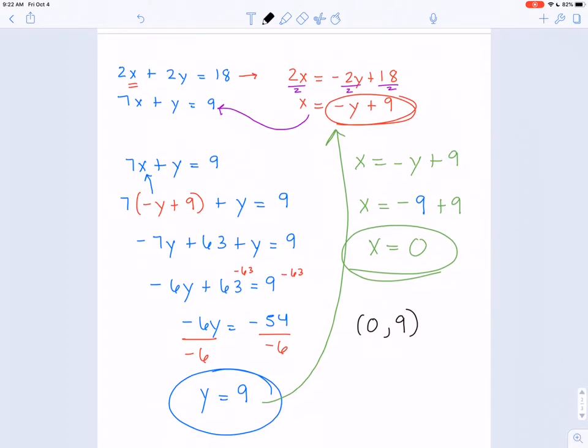So again, the main thing I want to show you here is you have some flexibility in how you solve these things, as long as you make sure that you take one equation, solve it for one variable, and plug it into the other equation. You get to choose which equation you start with, which variable you solve with, so take the one that's going to be the easiest for you to work with and use that to get you started.